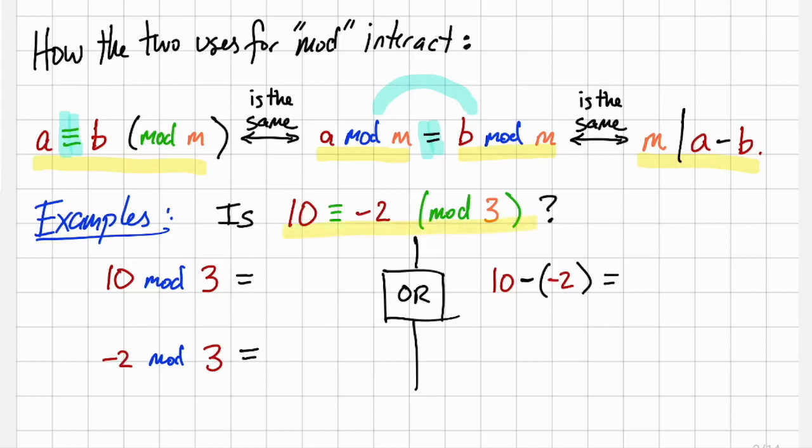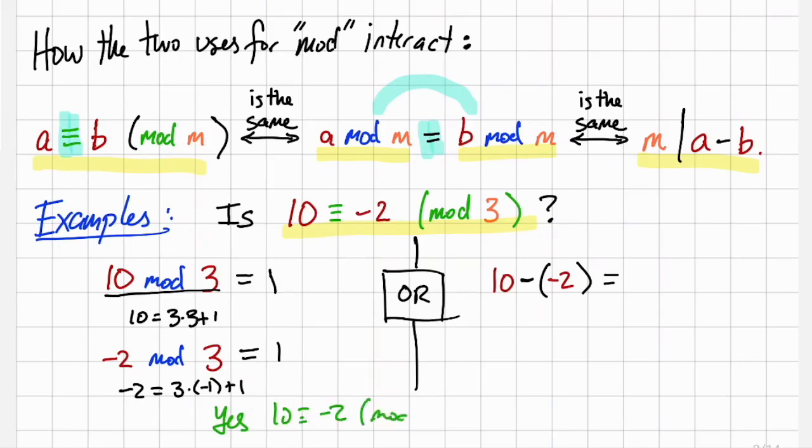So let's determine if 10 is equivalent to negative 2 mod 3. Let's do it in the first way. What is 10 mod 3? 10 is equal to 3 times 3 plus 1. So 10 mod 3 is equal to 1. Negative 2 is equal to 3 times negative 1 plus 1. So negative 2 mod 3 is equal to 1. So yes, 10 is equivalent to negative 2 mod 3.